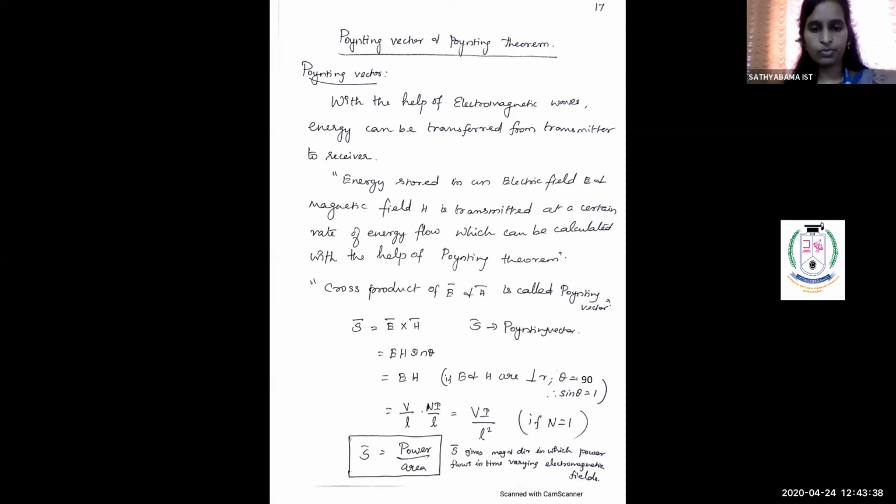What is Vi? It is nothing but power. L square is area. So Poynting vector S is equal to power divided by area.